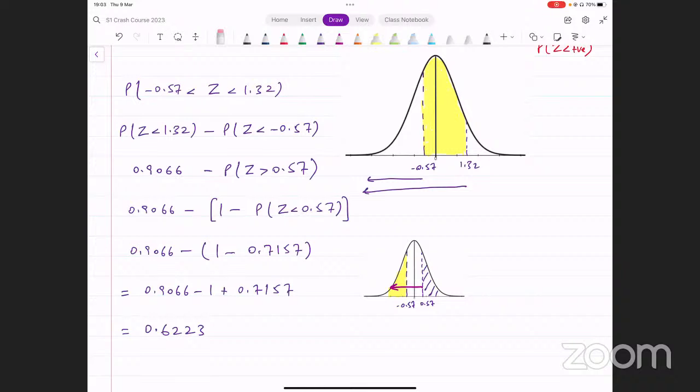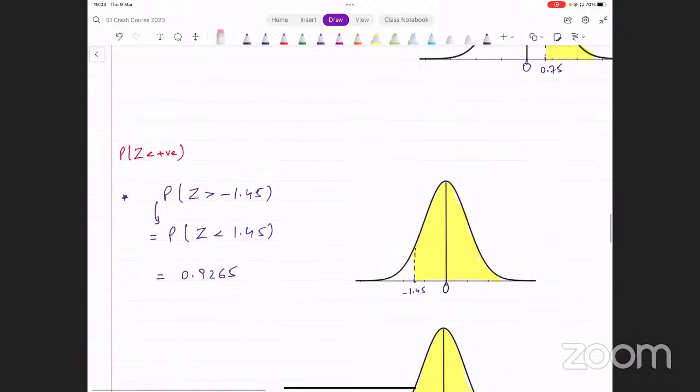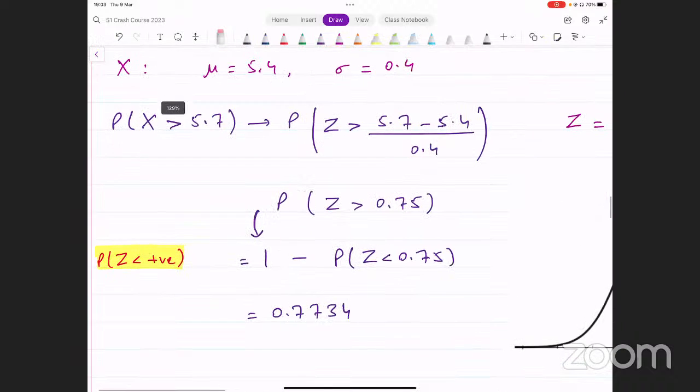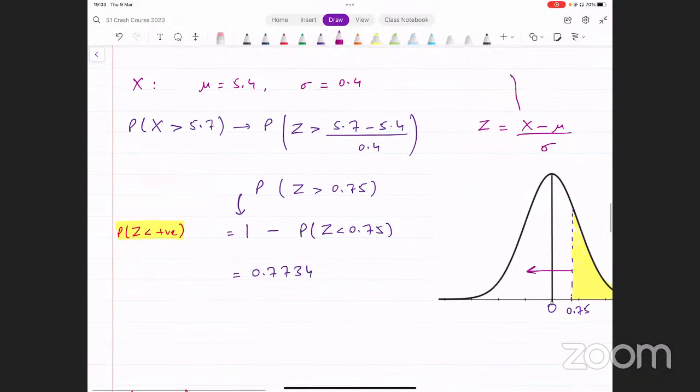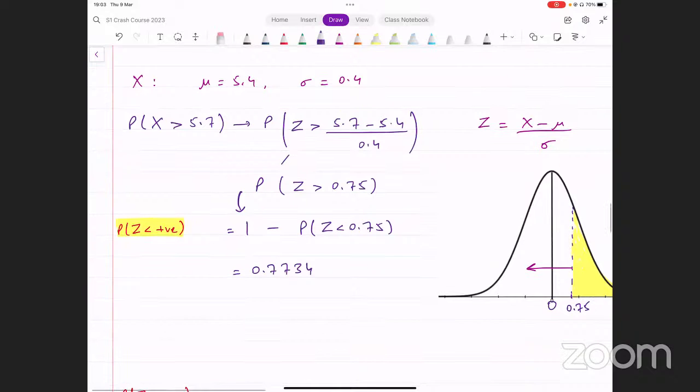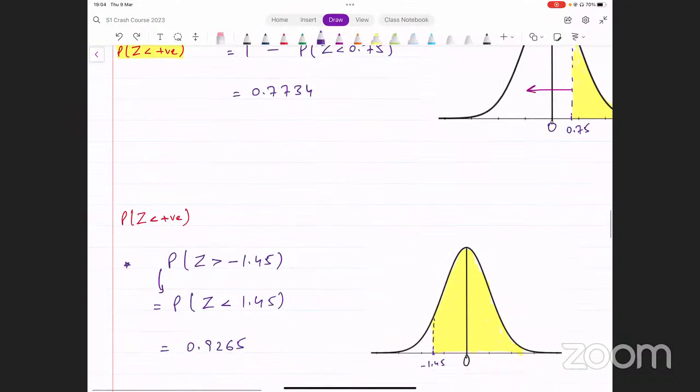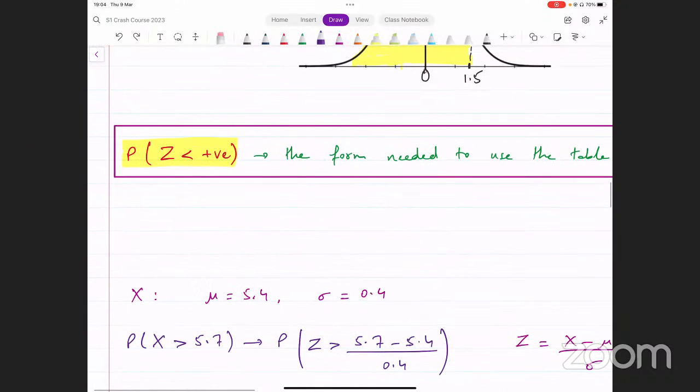So this is how normal distribution works. You'll have to find some probability that will be given to you in terms of x. First of all, you'll have to convert it to z using this formula. Once you've converted it to z, you'll have to convert it to the standard form, which is z less than a positive number, because this is the form that's given in the table. Once you've converted it to this form, you can use the table, find the probability, and you'll get the result.